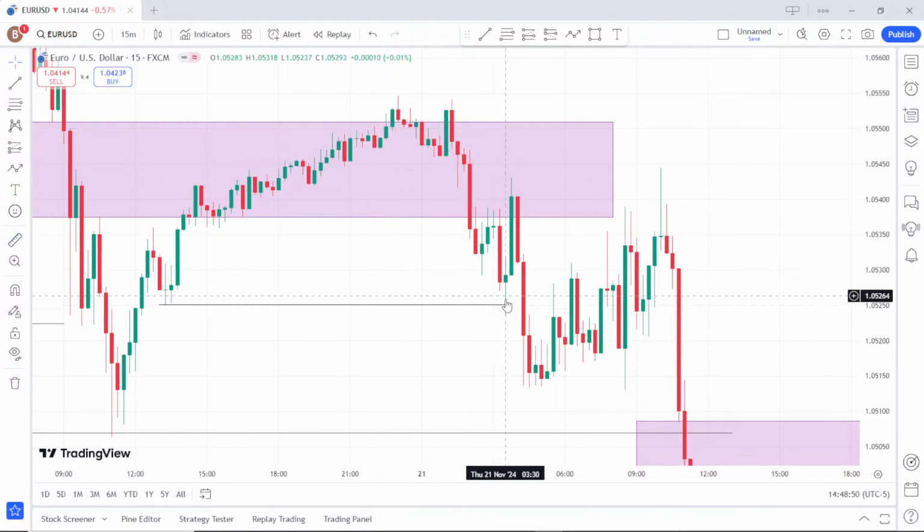This big displacement occurred during the Asia session, and then there was news to also push it down. But this occurred during the London session, the retracement leg. During the London session, then more reversals going down.